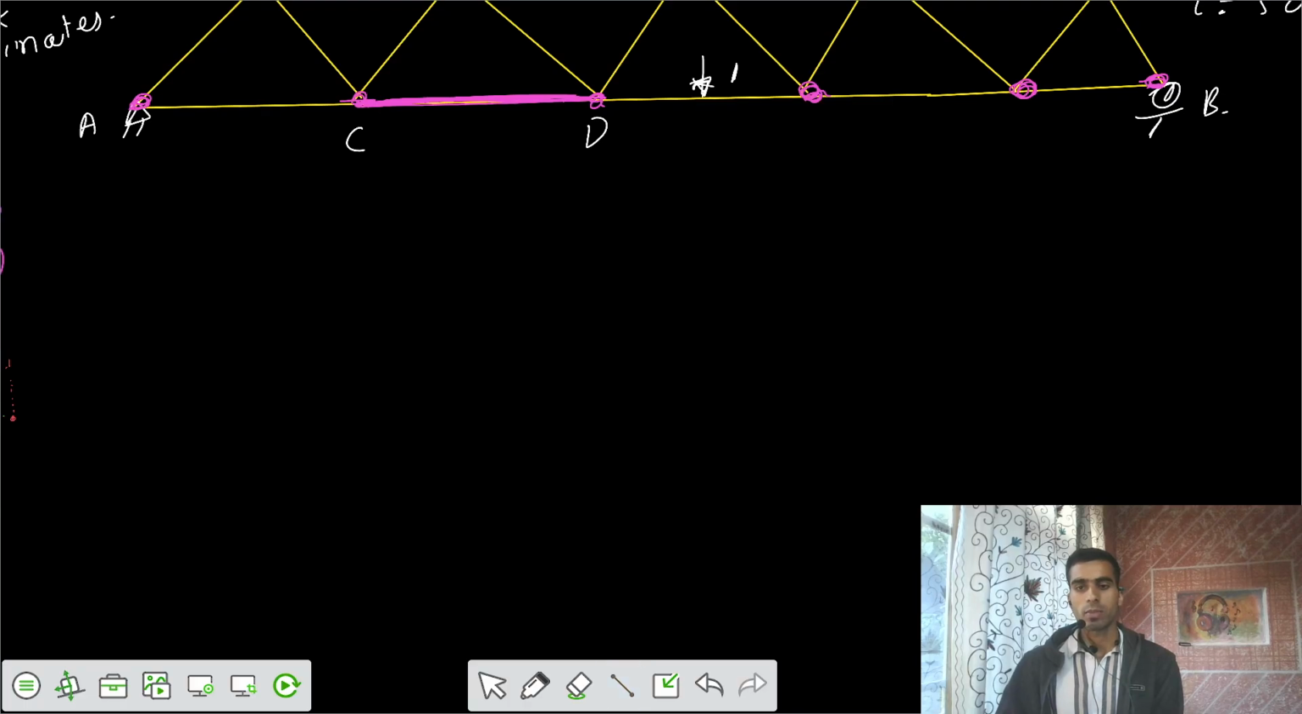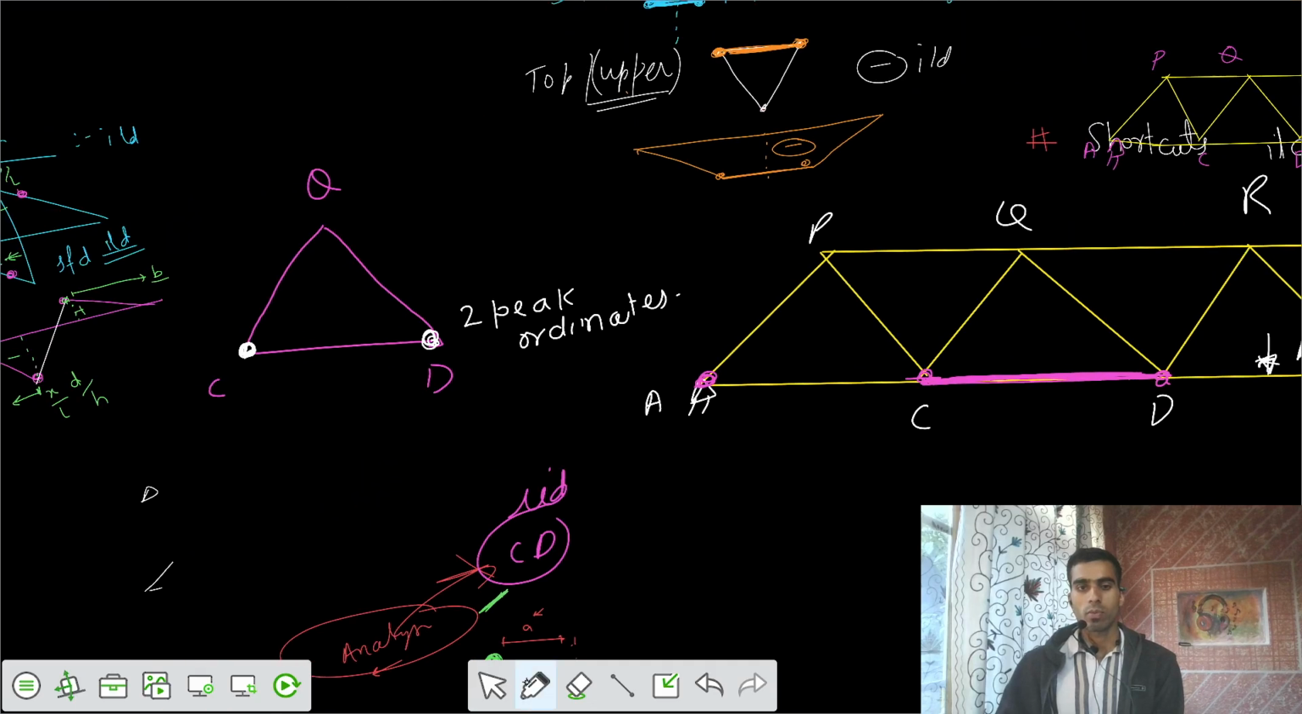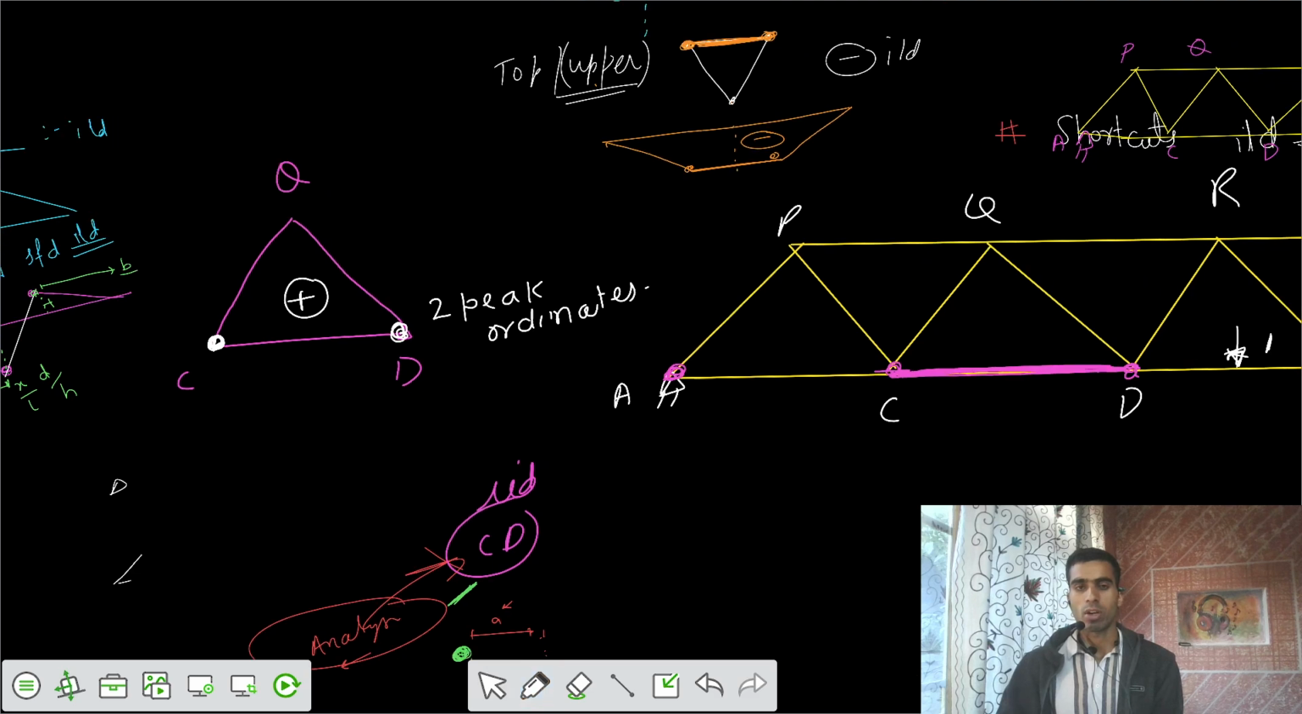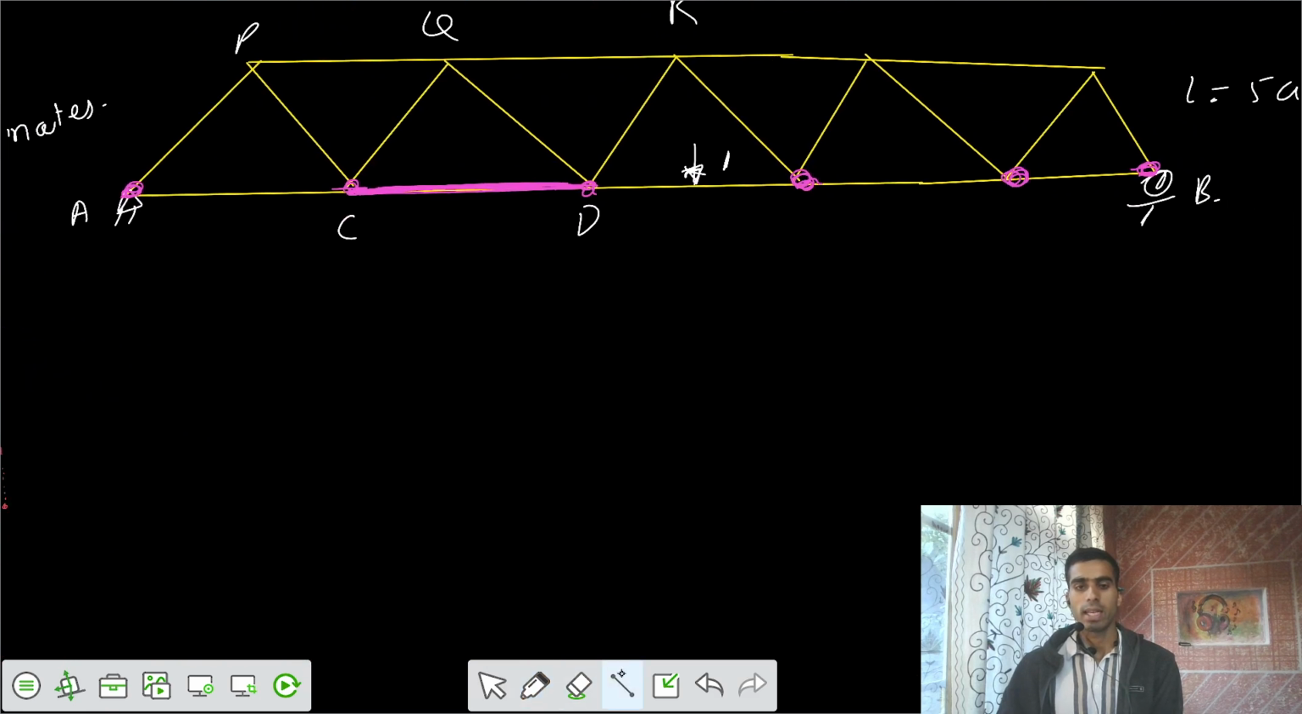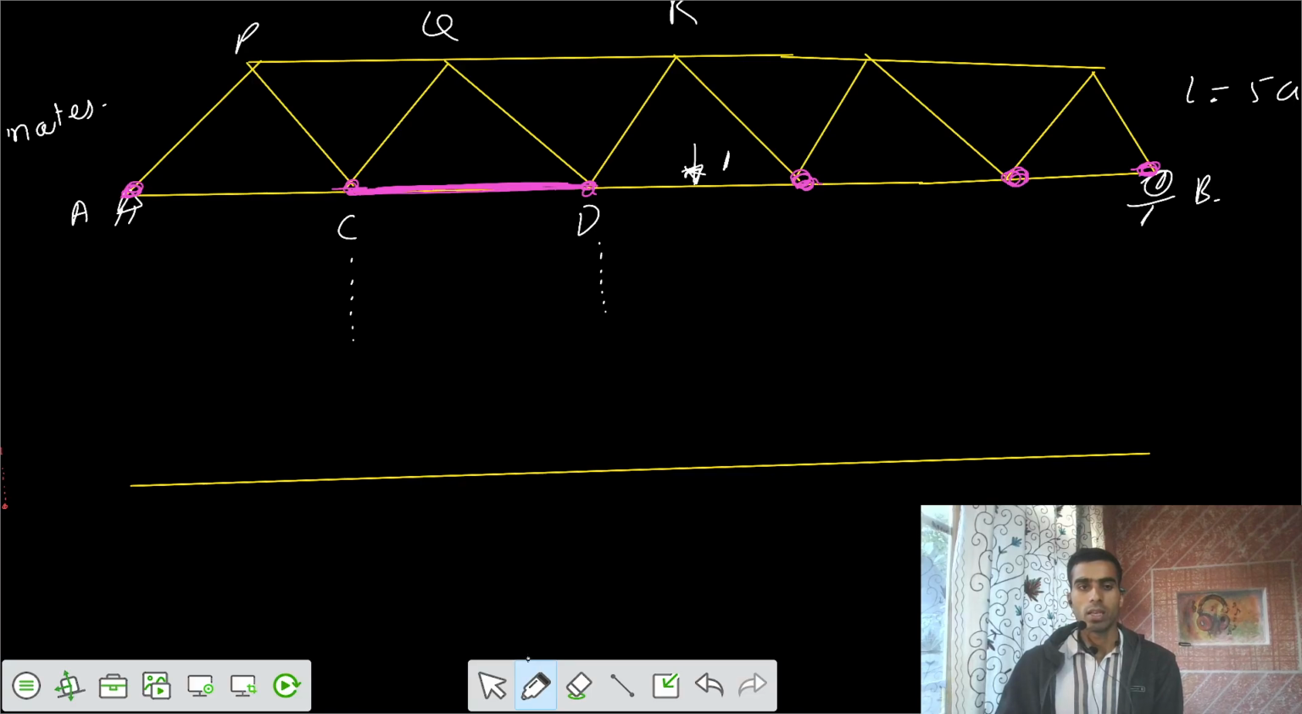Whether this is positive or negative: for the bottom members, we said this diagram is positive. ILD is positive for the bottom members. So I would say one critical point is at the location of C, and one more critical point is at the location of D. Then finally join them by a straight line. So this is the ILD we have.